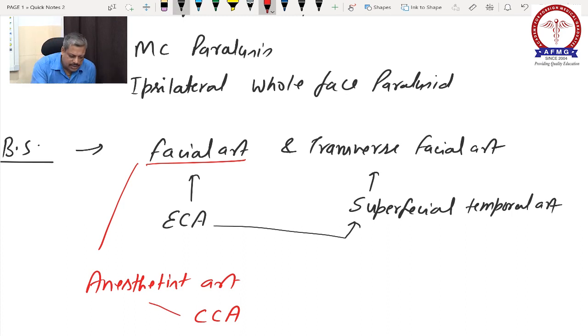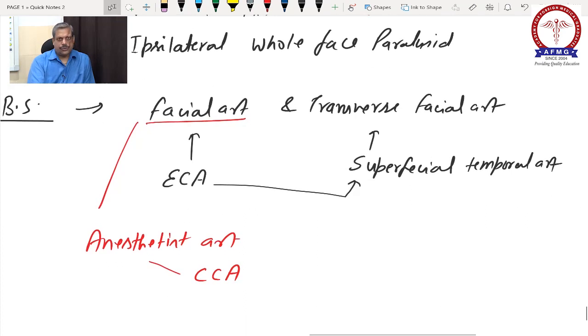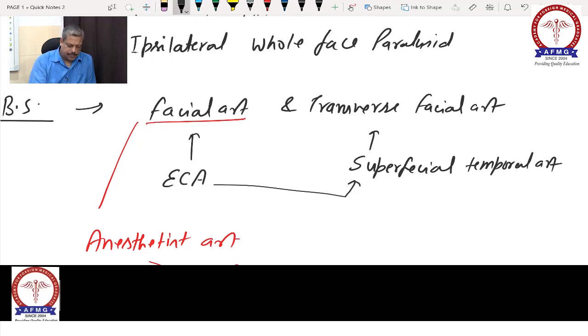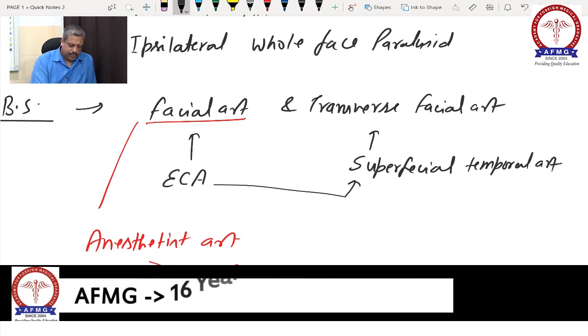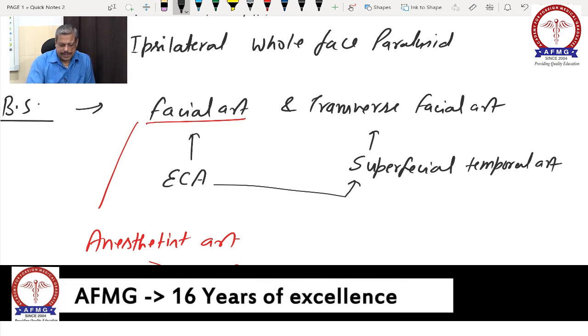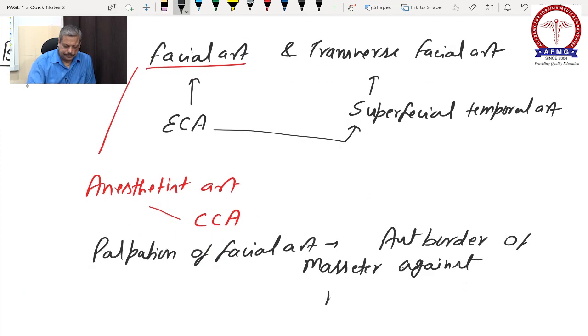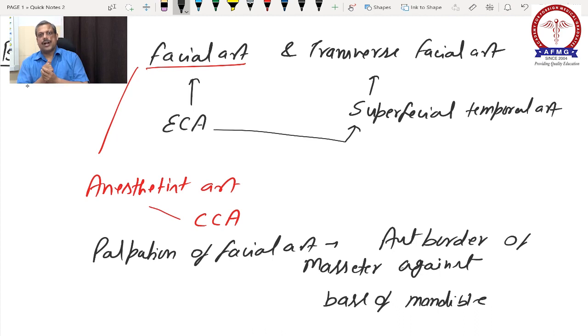That is why pulsation matters. Where will you feel the pulse of the facial artery? Clear? Palpation of the facial artery: the facial artery is palpated at the anterior border of the masseter muscle, against the base of the mandible.